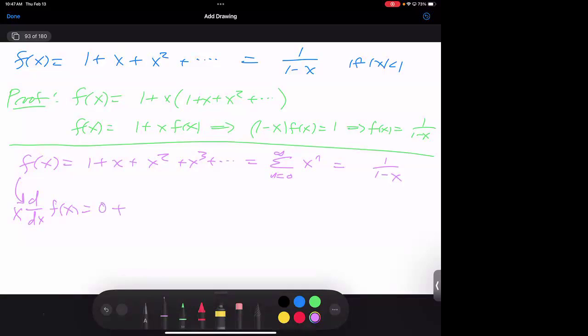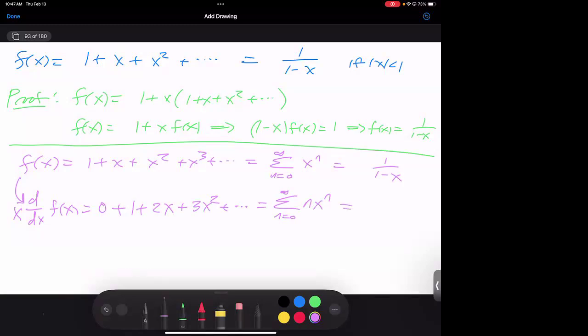And then what happens with x? What does x go to? 1. What about x squared? What does that go to? 2x squared. What about x cubed? 3x cubed. So this is the sum from n goes from 0 to infinity of n x to the n.